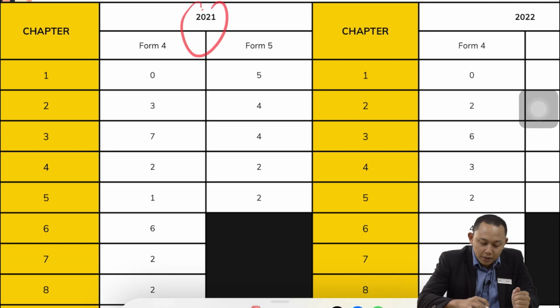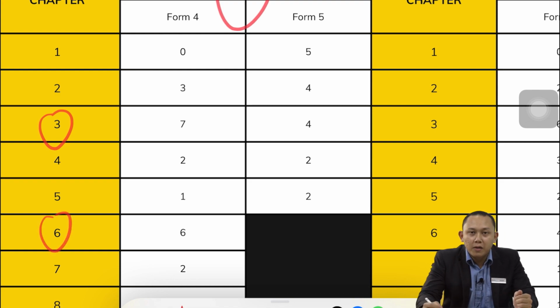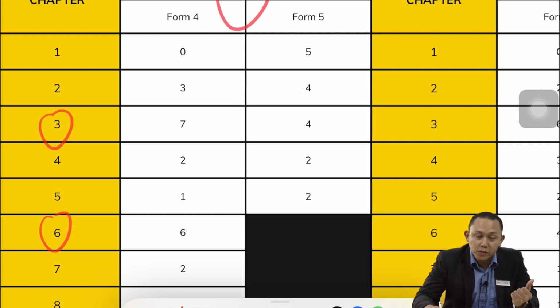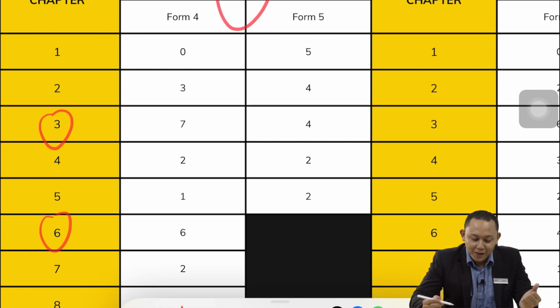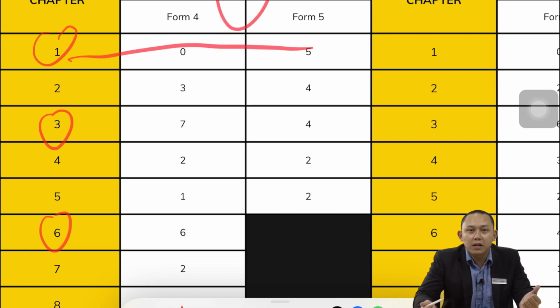From what we can see here, the only thing I can highlight is that for Form 4, the famous chapters are chapter 3 and also chapter 6, which is your calculation, your chemical formula, your balancing the equation, and also your acid base, which is quite a famous topic that could be asked in your SPM. And for Form 5, chapter 1 is considered the most famous question that could be asked because you only have fewer chapters in Form 5.